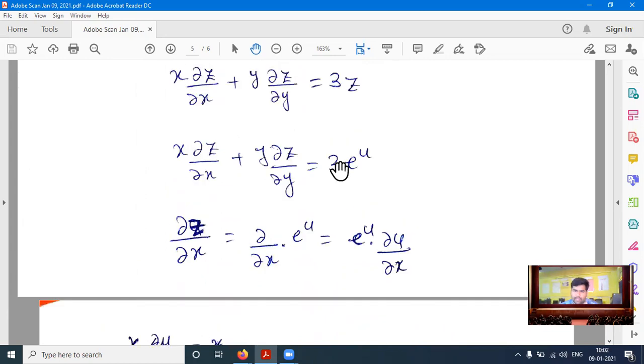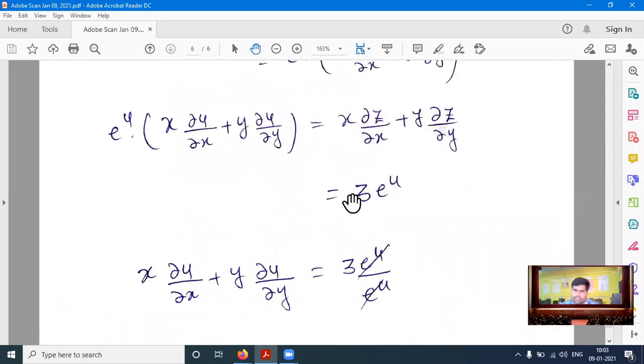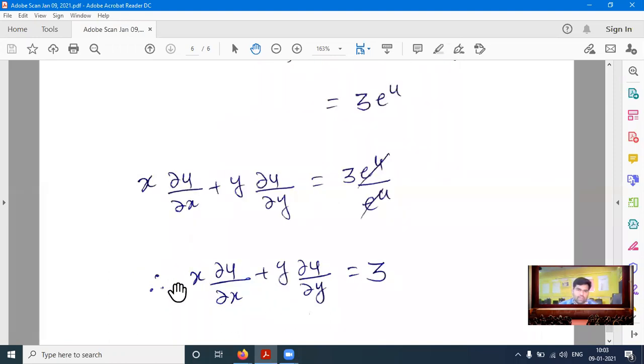So x into dou z by dou x plus y into dou z by dou y is equal to 3 into e to the power of u. So we are writing that one here: 3 into e to the power of u. So x into dou u by dou x plus y into dou u by dou y is equal to, if you send e to the power of u to the right side, 3 e to the power of u by e to the power of u. So e to the power of u, e to the power of u get cancelled. Therefore x into dou u by dou x plus y into dou u by dou y is equal to 3. This is our answer.